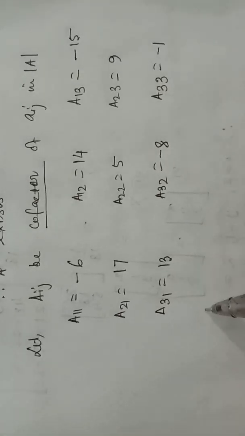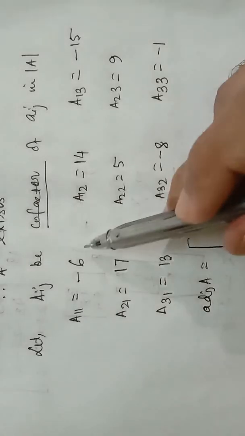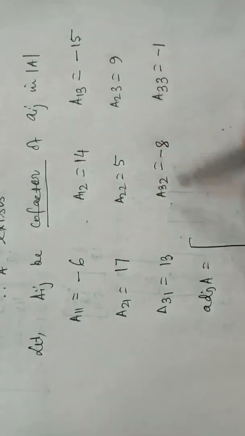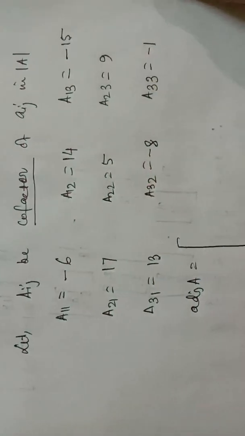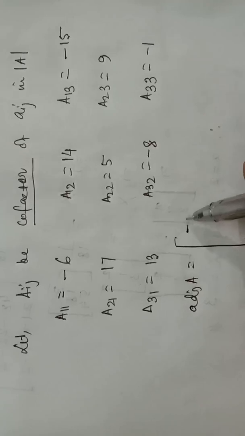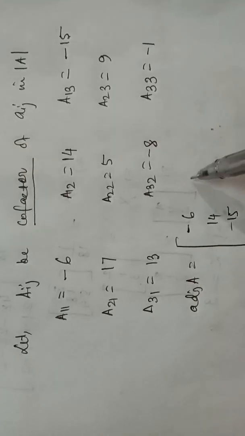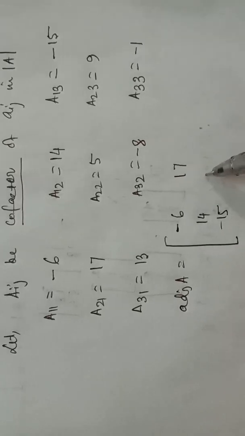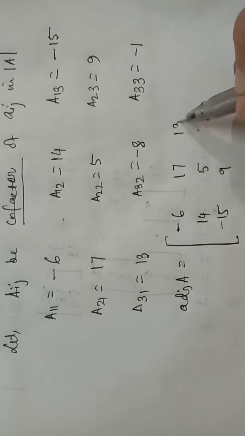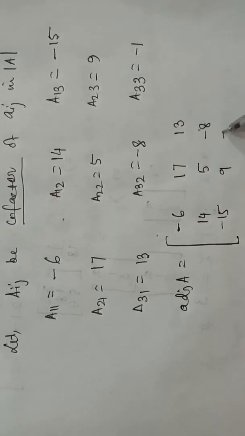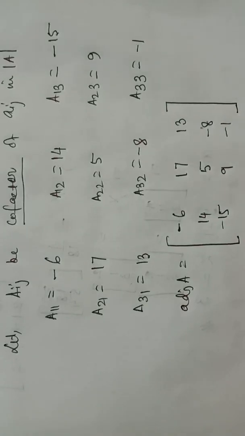Next part is to find the adjoint of A. For that we have to take the transpose. So minus 6, 14, minus 15 is in the first row, but we have to write this as the first column. Minus 6, 14, minus 15, 17, 5, 9, 13, minus 8, minus 1. So this is our adjoint of A.